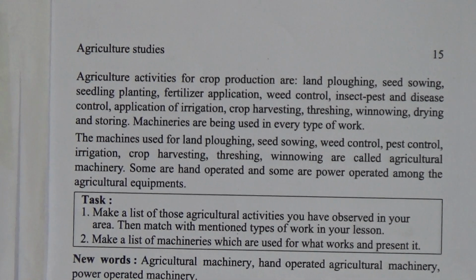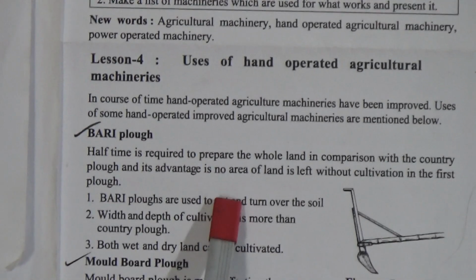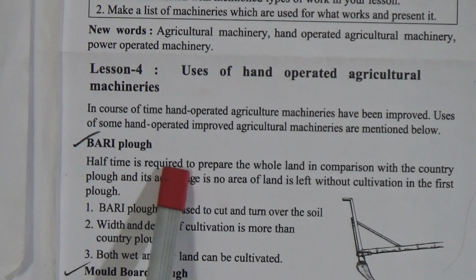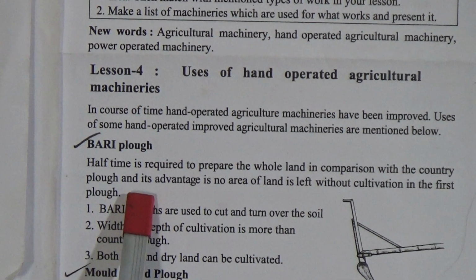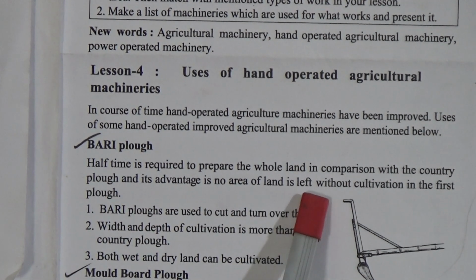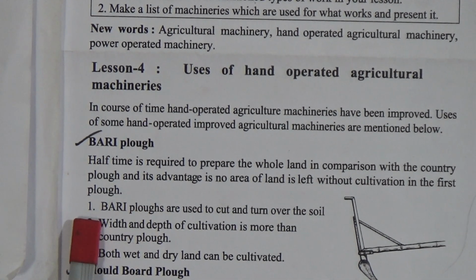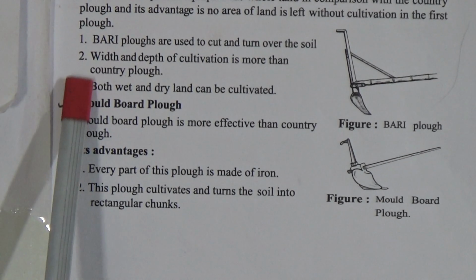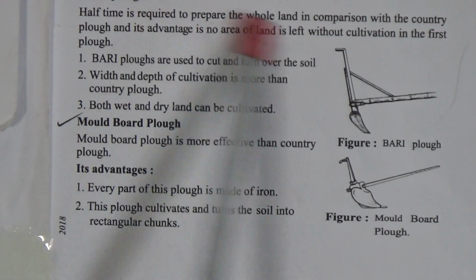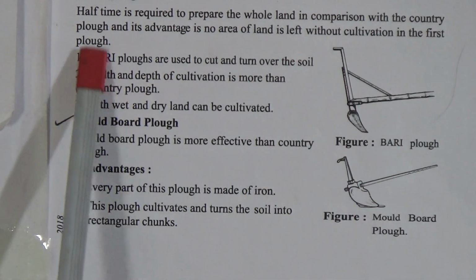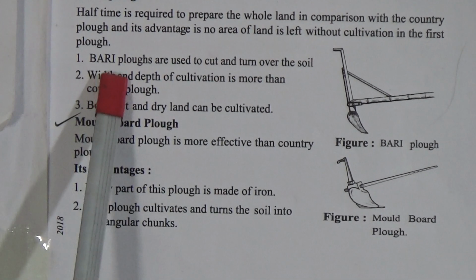The first one is the bari plough. This is actually used for ploughing the lands. Half the time is required to prepare the whole land in comparison with the country plough, and its advantage is no area of land is left without cultivation in the first plough. The first three are actually the advantages of the bari plough. This is the picture of the bari plough, and these three are the advantages of using it.